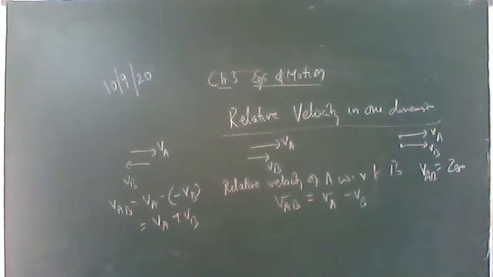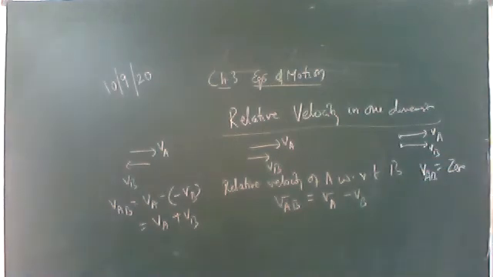If they are moving with equal velocities, suppose two cars are moving with the same velocity, 60 km/h. So how would they look with respect to one another? It will appear as if they are at rest. That is why the relative velocity will be 0. Okay, write another question.